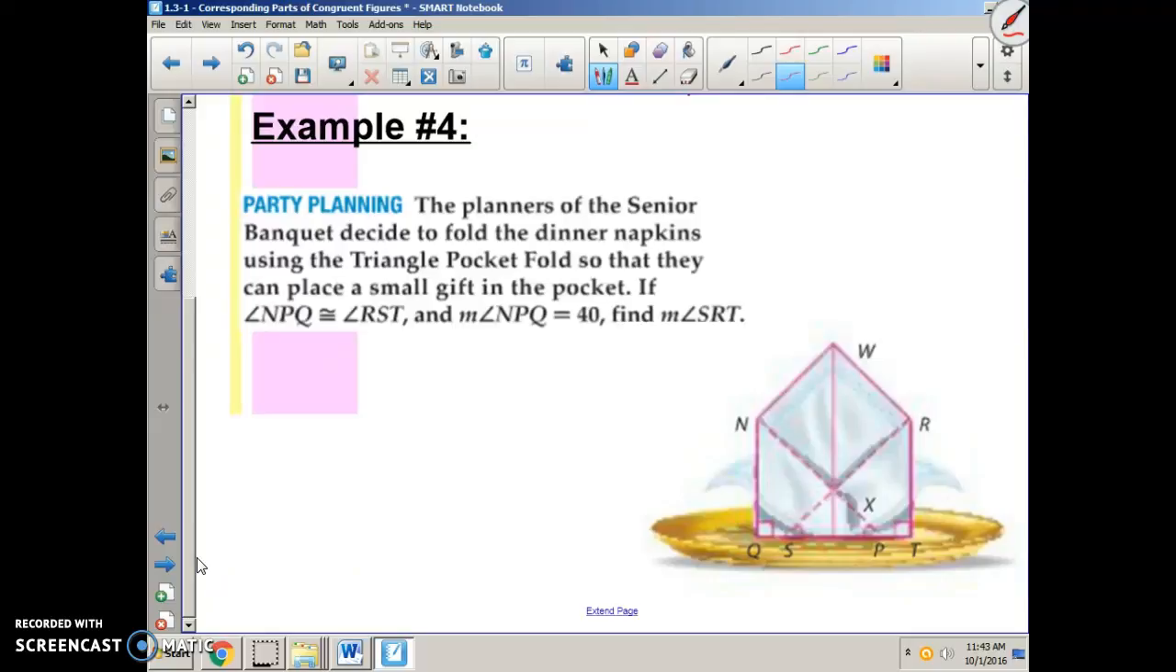Alright, so let's go down to this guy. Alright, it tells you that NPQ is congruent to RST, so those are marked. Okay, it tells you that NPQ is 40, so put that in your picture. That would be 40 right there, which means this one's 40. Okay, so using your third angles theorem, see if you can figure out what SRT is. Use the third angles theorem. See how you do with that.